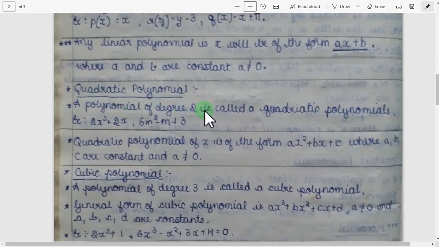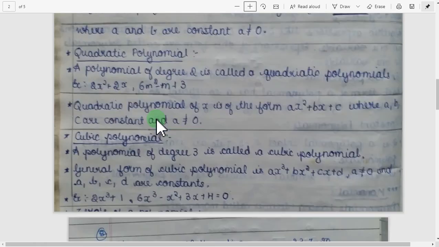Quadratic polynomial. A polynomial of degree 2 is called a quadratic polynomial. Linear means degree 1, quadratic means degree 2. See here, the variable is x and the highest power is 2, so the degree of this polynomial is 2. So this is a quadratic polynomial. Here also the variable is m, with m to the power of 2 and m to the power of 1. The highest power is 2, so the degree is 2, and this is a quadratic polynomial.